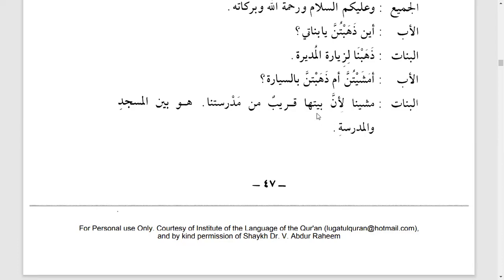Li'anna, so what will be the i'rab of the next noun? Shall I say baytiha or baytuha or baytaha? Baytaha. Why do you say that? Ismu Inna, the first noun will be in the mansub form. Excellent. It will be mansub. Mashayna, we walked, li'anna baytaha qarib. So qarib is khabaru inna. It will not change because her house is nearby. Or min madrasatina, it's closer to our school. Huwa bayn al masjidi wal madrasati. It is between the masjid and the school.